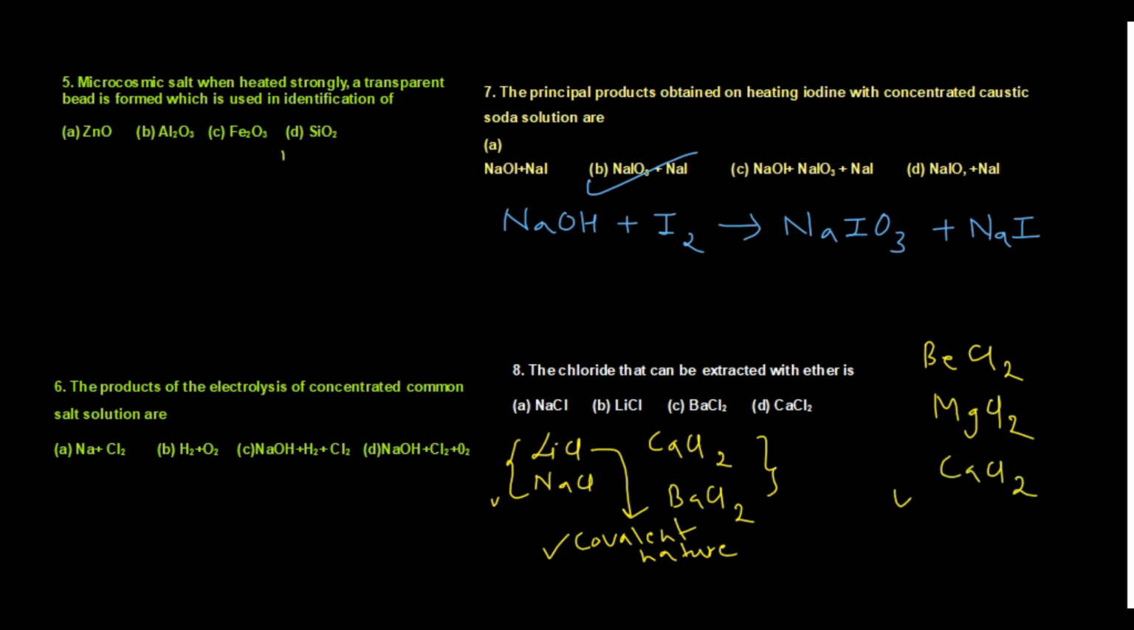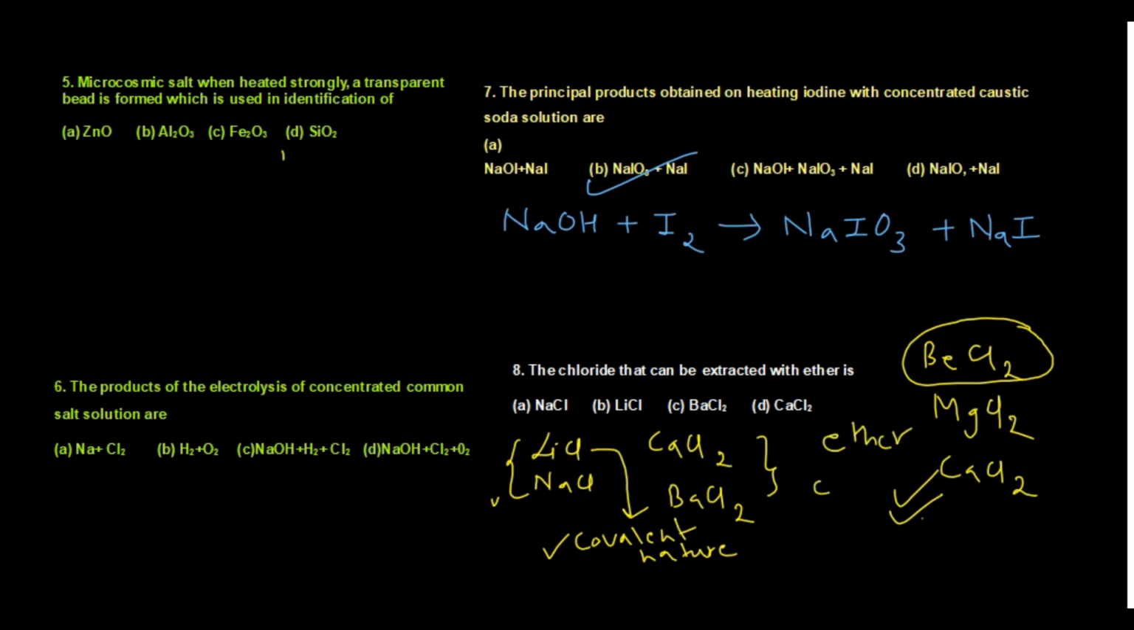So it is obviously ionic in nature. Barium chloride is actually covalent, but it is not given in the question. But calcium chloride is ionic when compared to the lithium chloride. So among these four salts which are given in the options, your lithium chloride is the most covalent in nature, and you know, you are extracting it with the ether.